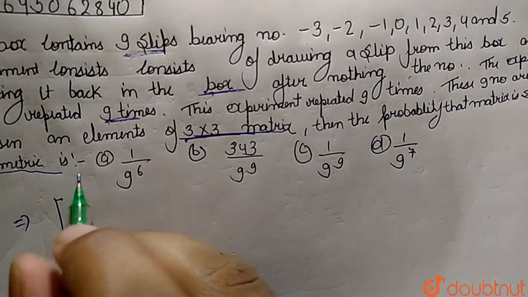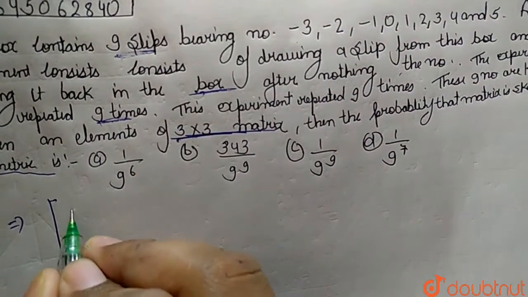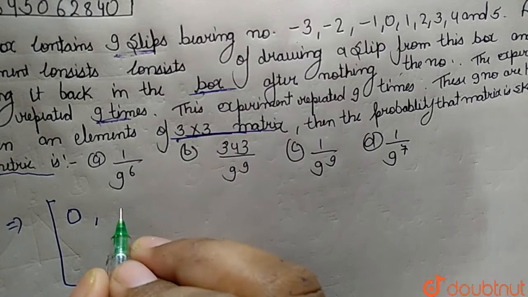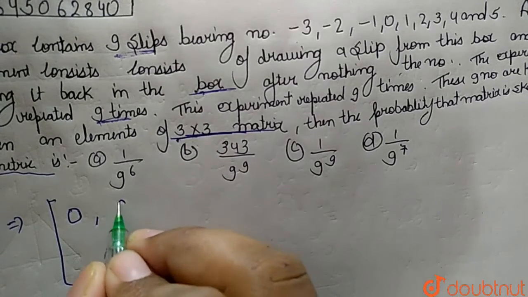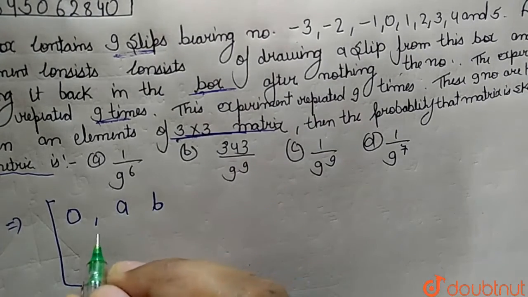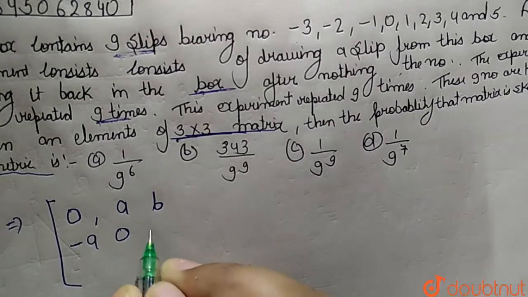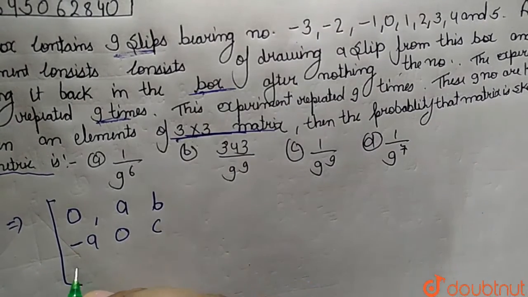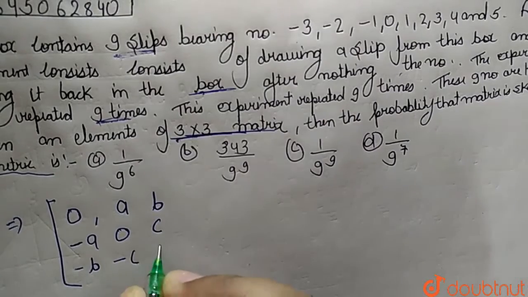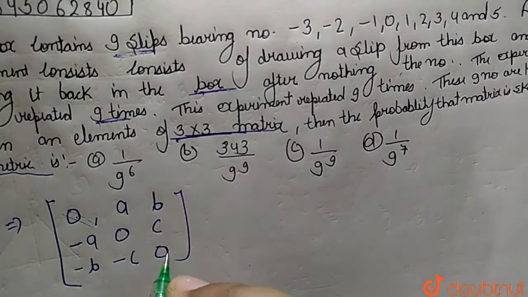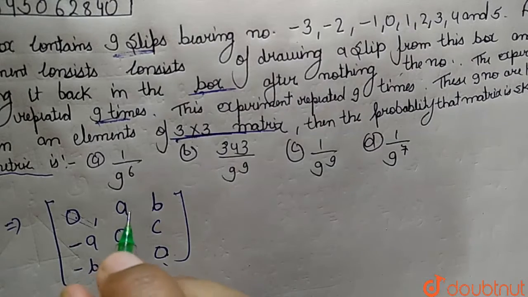Okay, so when we make the skew symmetric matrix, the first row will have 0, a, b. Then we will have minus a, 0, c. Then we will have minus b, minus c, 0. So this is how the skew symmetric matrix is formed.